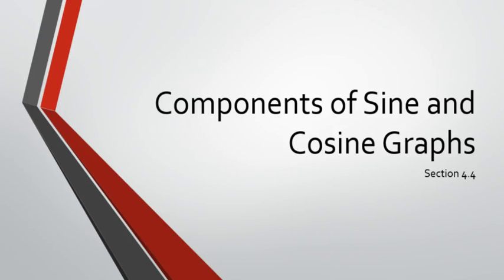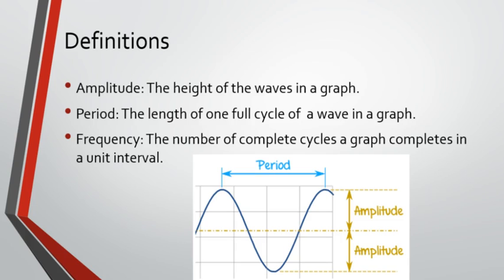Continuing our discussion of section 4.4, now we're going to start looking at some of the components or the characteristics of the sine and cosine graphs. First, we'll look at the amplitude of a graph, which is how tall the waves basically reach.